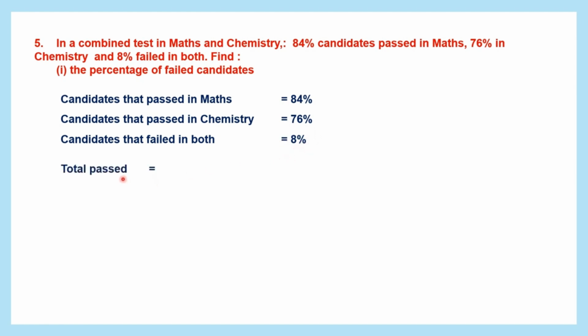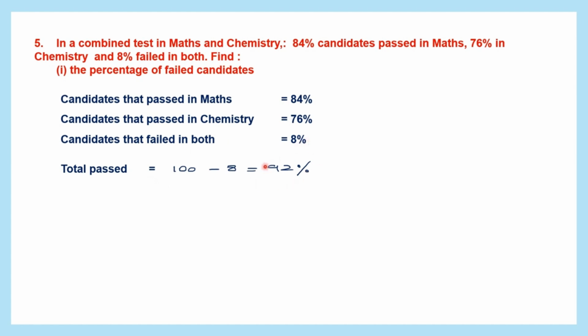That means the passed will be 100 minus 8, isn't it? This is failed, so passed will be 100% minus 8%. So that will be 92%. So this is the total that has passed. So I hope so far it's clear. Passed in maths, passed in chemistry, failed is 8%. So to find the percent that passed, we have to minus 8% from 100, and we get 92%.